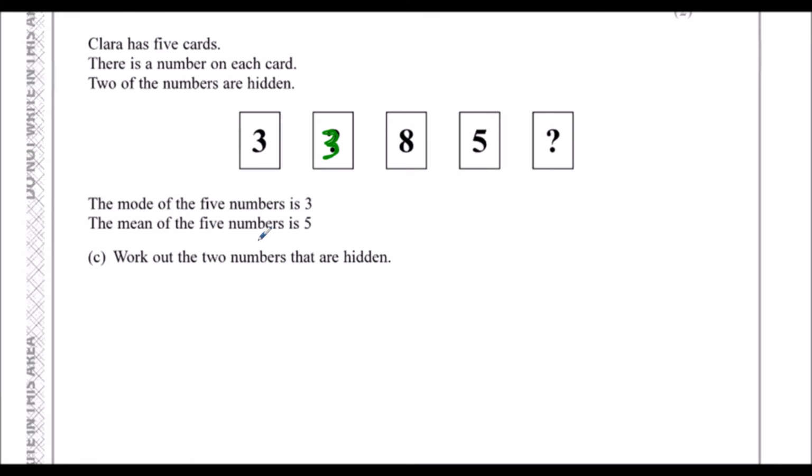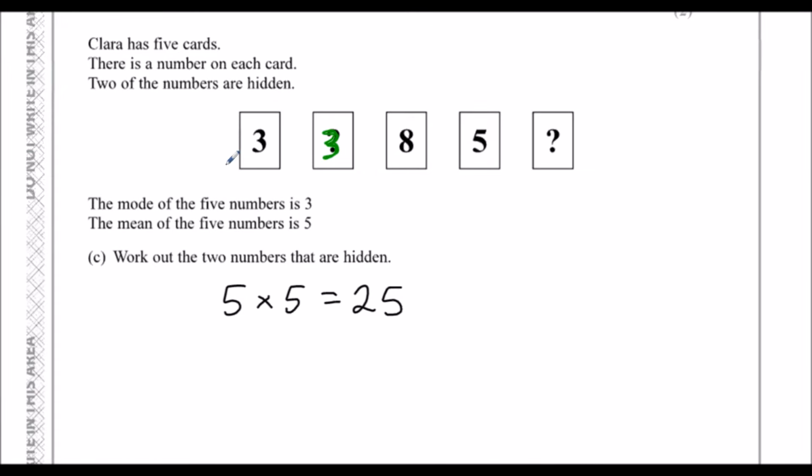The mean of the 5 numbers is 5. So the mean is where you add up all the numbers and divide by how many. And if the mean is 5 and there are 5 cards, the total they must all add up to is 5 times 5. So they must all add up to 25, because 25 divided by 5 is the mean. 25 divided by 5 is 5. So they must add up to 25.